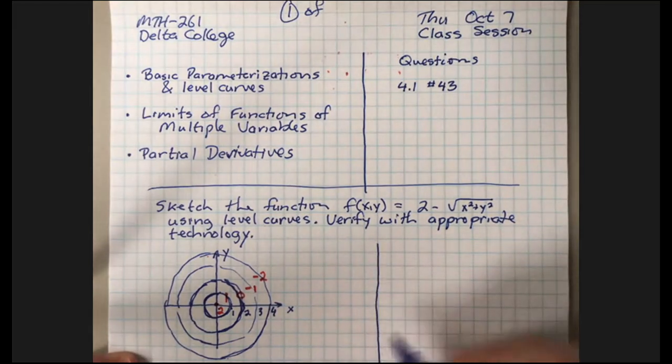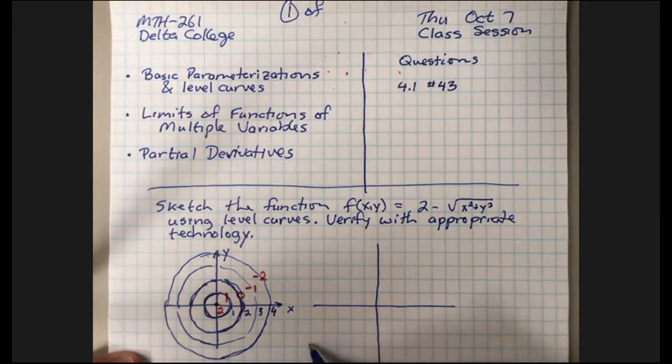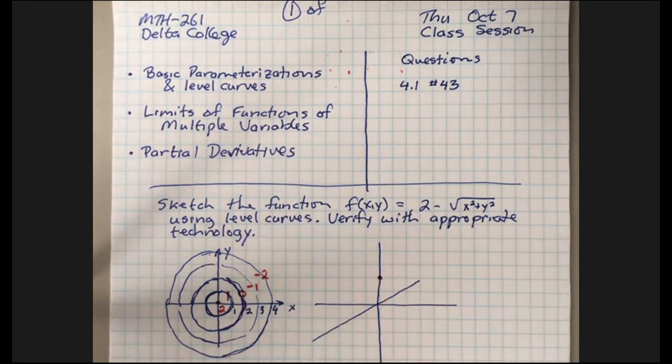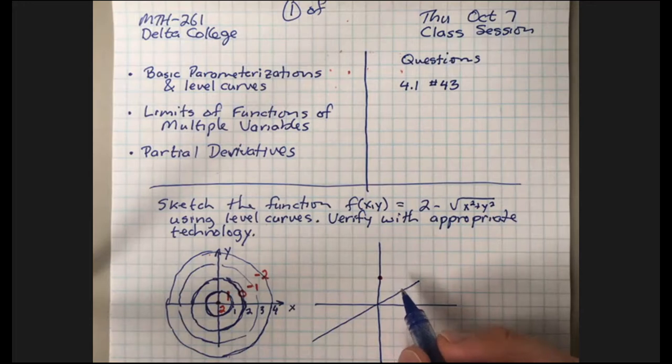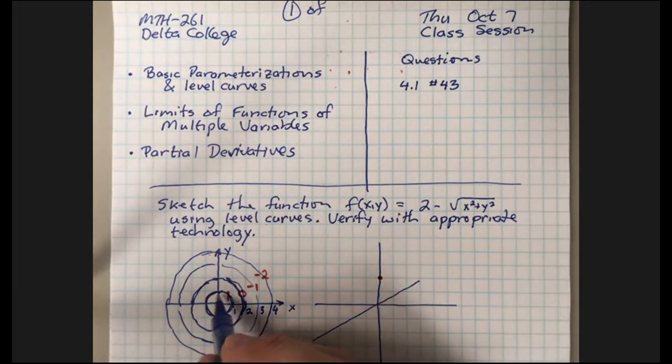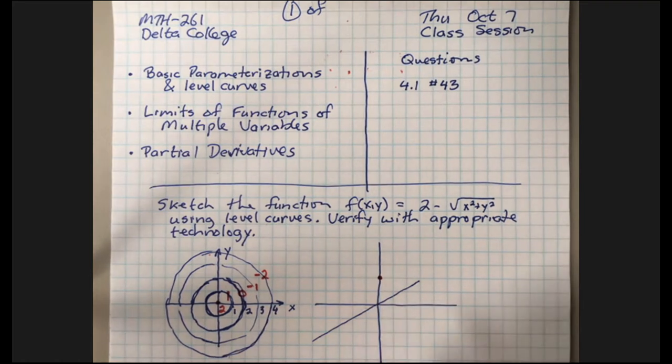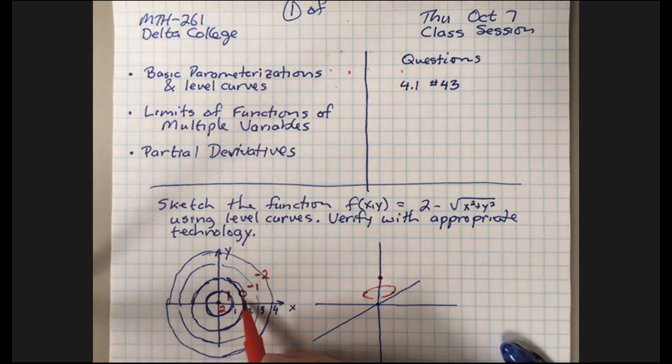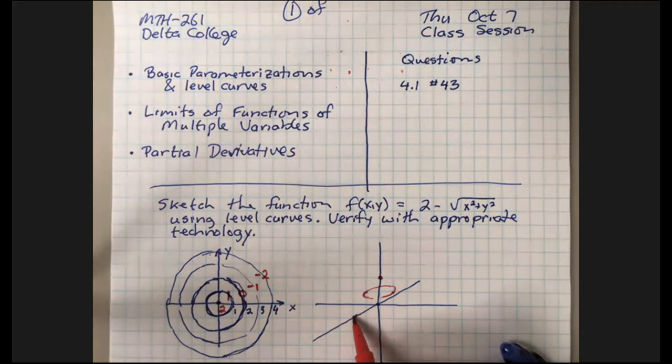I could try a raw drawing of that. And I can use my knowledge of geometry in a second, but I think the confirmation is going to come with the technology. So if I say I'm at zero and zero, then the function has a value of two. If I say I'm at a circle of radius one in the xy plane, I'm at a value of one. So I could draw a circle of radius one having a height of one. If I'm at a circle of radius two, they have a height of zero. I could call this two here.